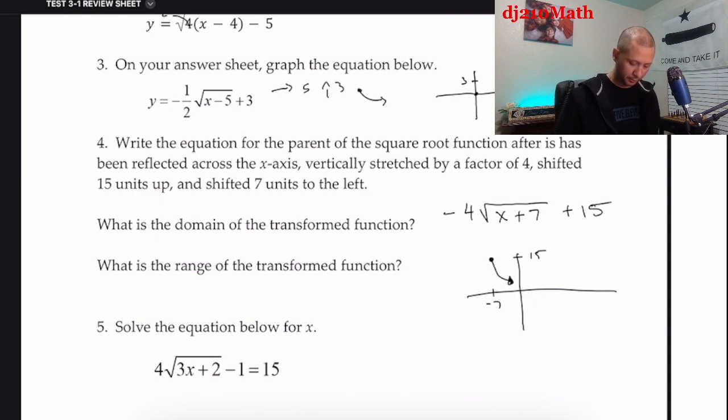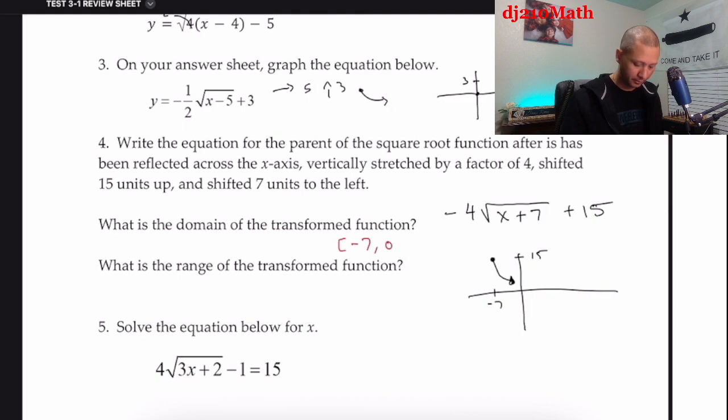So this is going to be bracket negative 7 towards infinity, right? Because x's go towards infinity to the right.